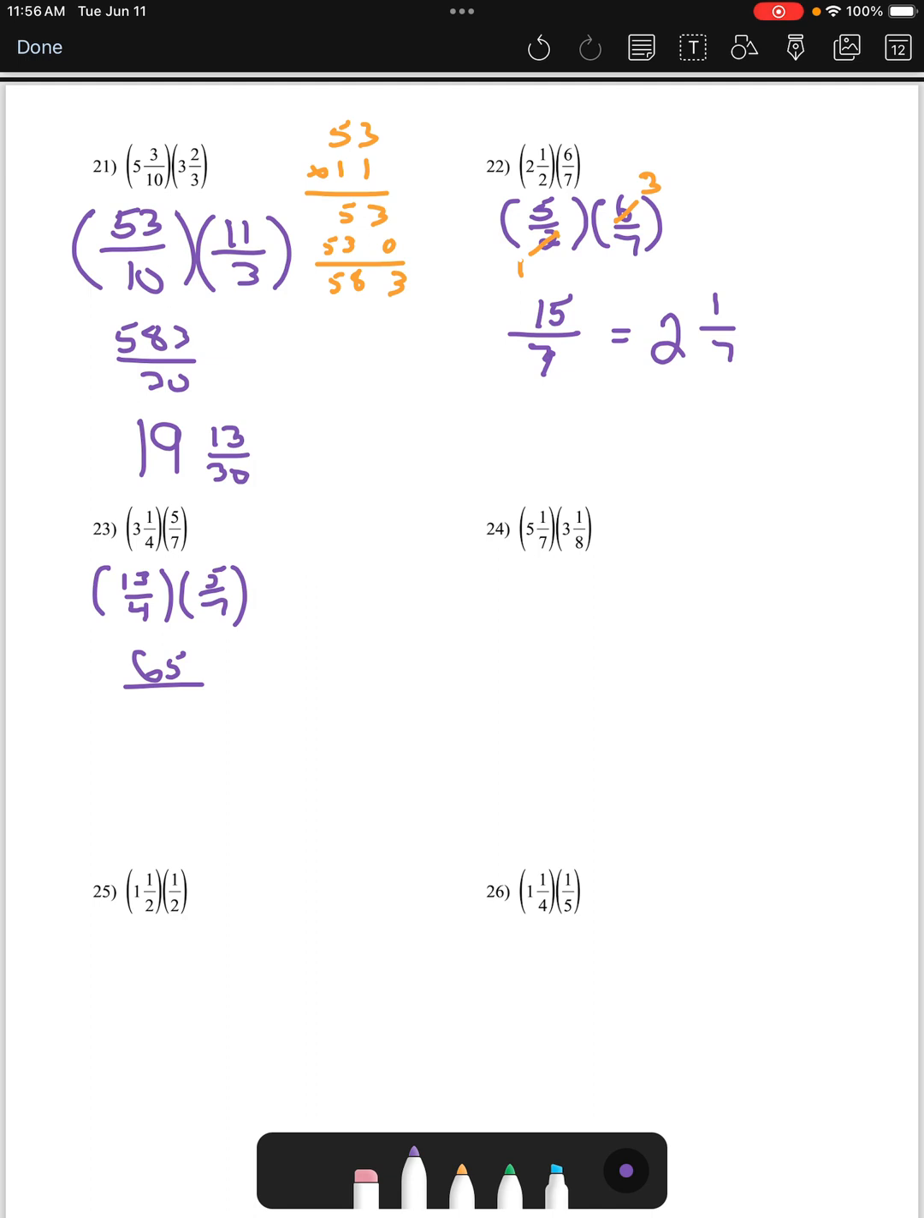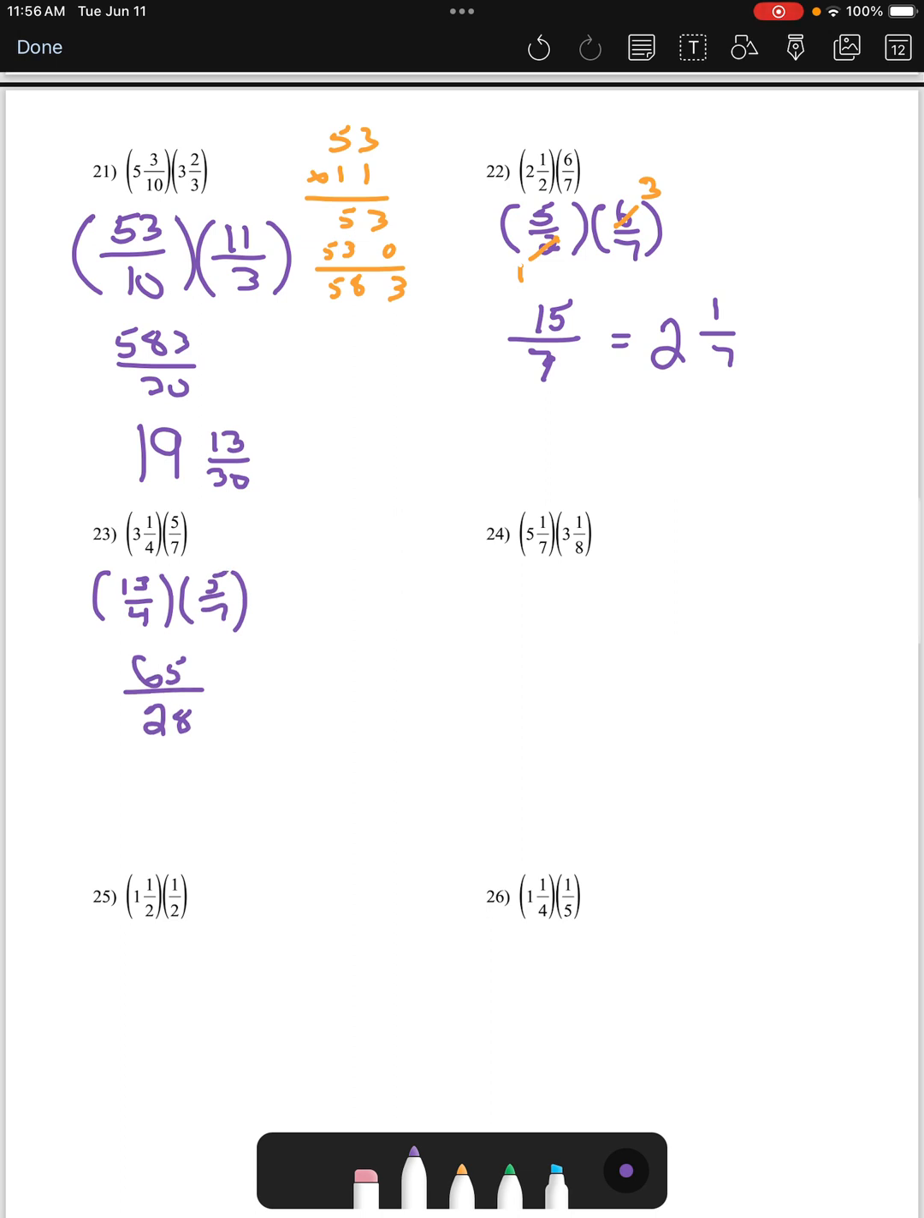Diagonally, nothing is going to play nice, so let's just get to it. 5 times 13. 5 times 10 is 50. 5 times 3 is 15. So 50 plus 15 is 65. And the denominator, 4 times 7 is 28. Not the prettiest fraction, but not too bad. We can take 2 28s away from 65. 2 28s have a value of 56. So if we're taking 56 away from 65, we're left with 9 28ths.